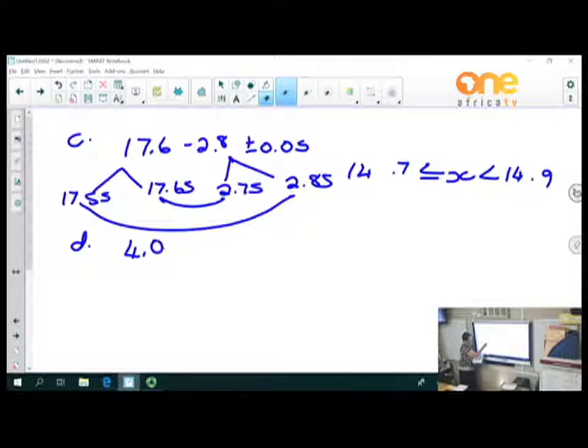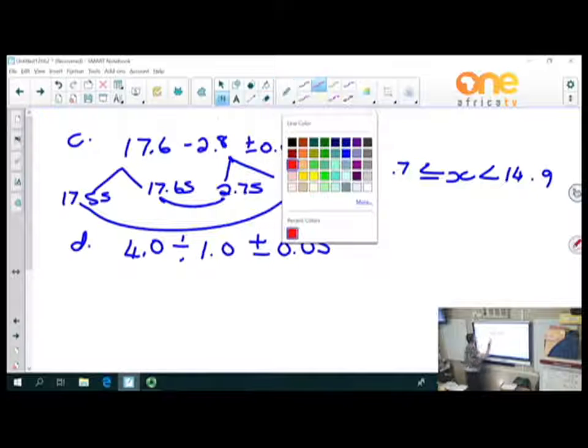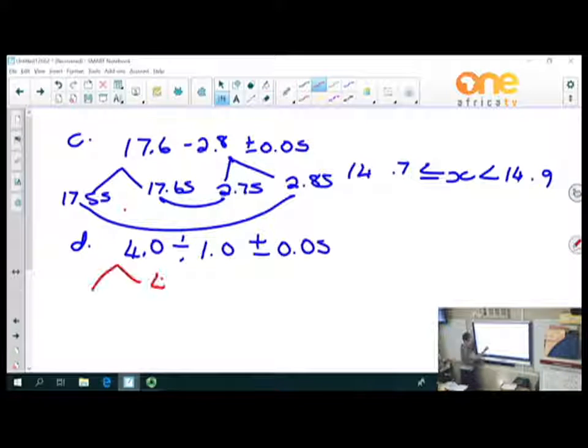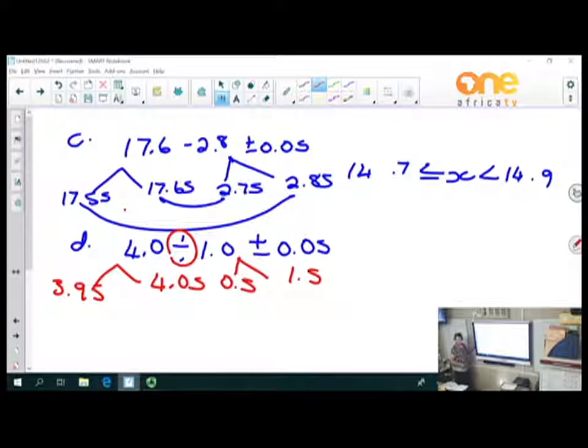Okay, and then the last one, number D, 4.0 divided by 1.0. It's easy to get the answer, but we're looking at that plus or minus 0.05, that limit of accuracy that you have there. So it's 4.05 and what is this one? 3.95, yes. You just add or subtract that. And this one will be 1.05 or 0.95. This is division, which means lower, upper, upper, lower. So you just add and subtract.